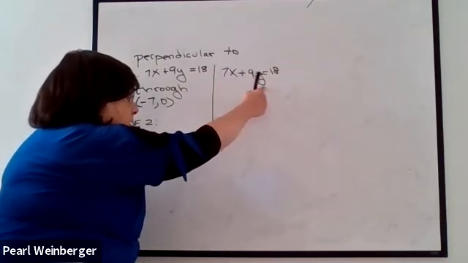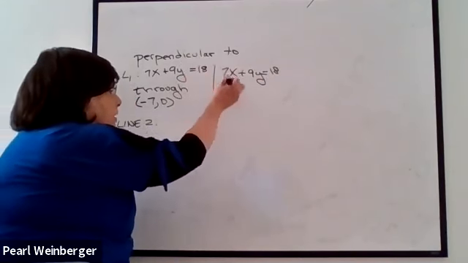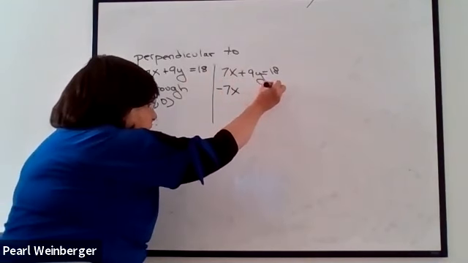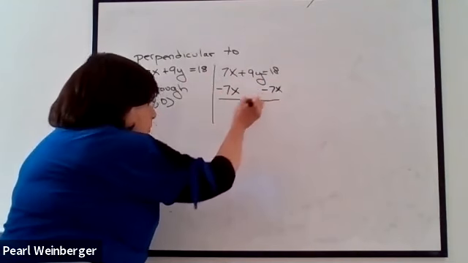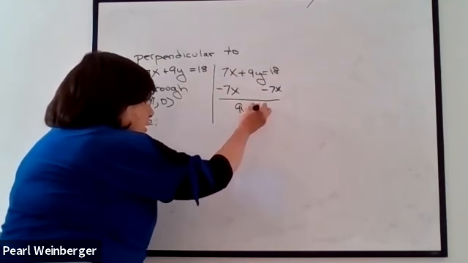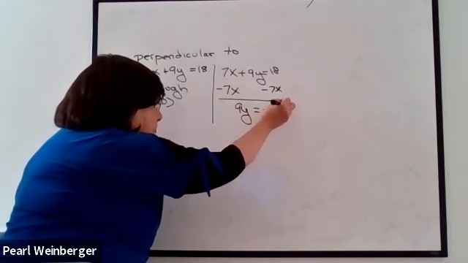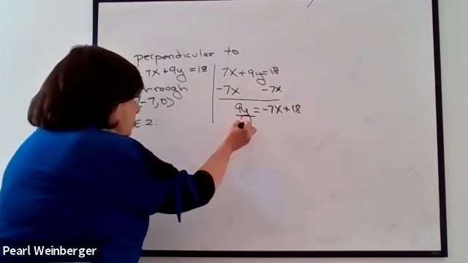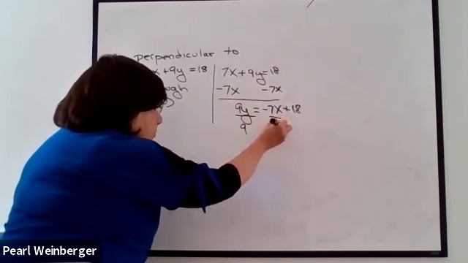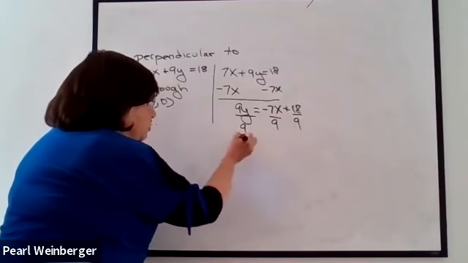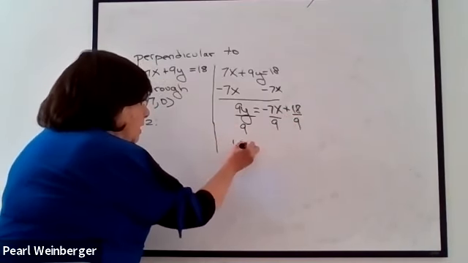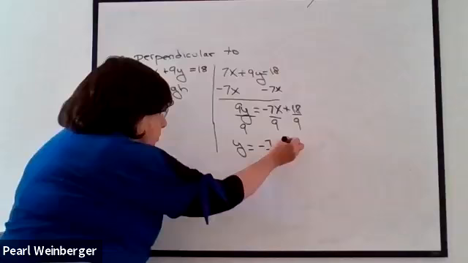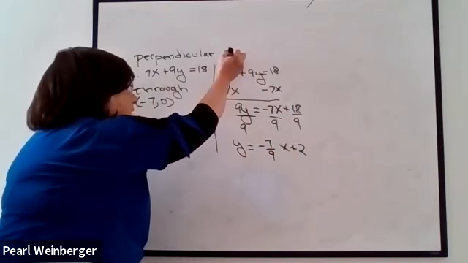That means I'm going to first get this original line, the first line, in the y equals mx plus b form. I'm going to subtract 7x from both sides, which will give me 9y equals negative 7x plus 18. And then I'm going to divide everything by 9, which will give me that y equals negative 7 over 9 x plus 2. This is line 1.